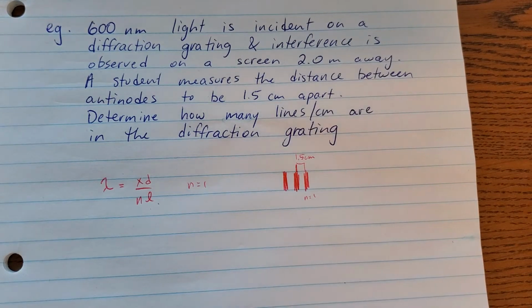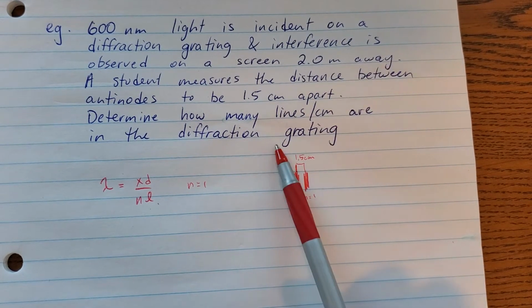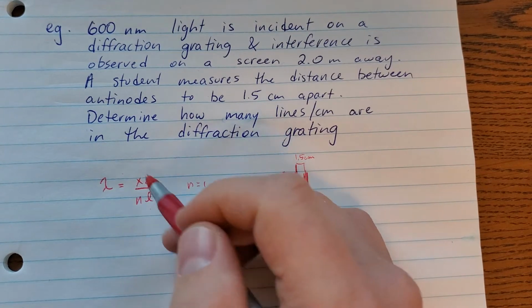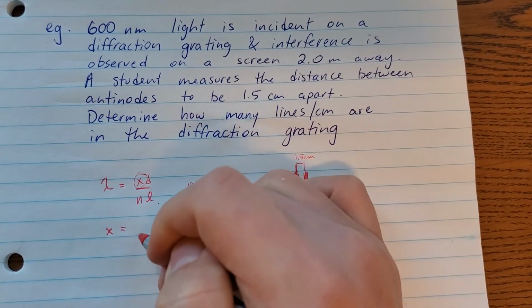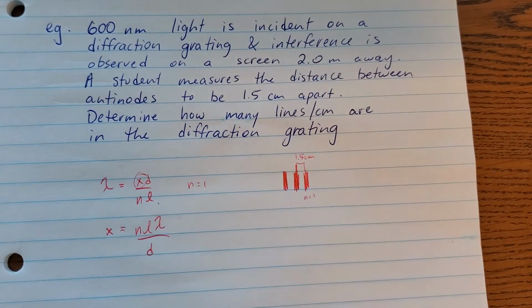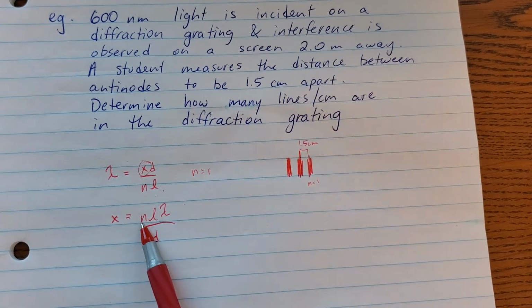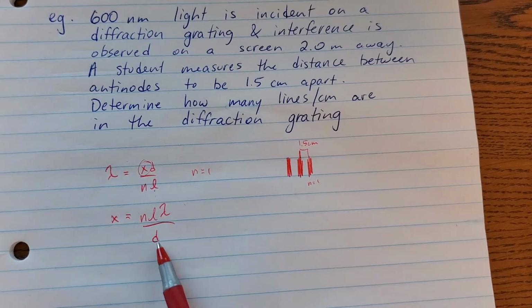Okay? So in order to get the number of lines per centimeter in a diffraction grating, we're first going to need to know how far these lines are spaced, and that will be x in our formula. So let me just shuffle this around. Okay, so explicitly finding x, it's going to be n, which is just 1. I didn't need to write that, times L times the wavelength divided by d.